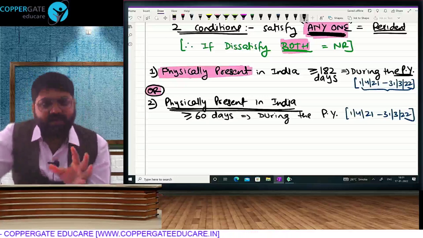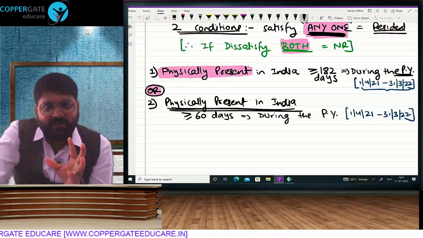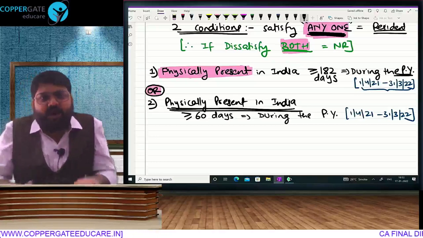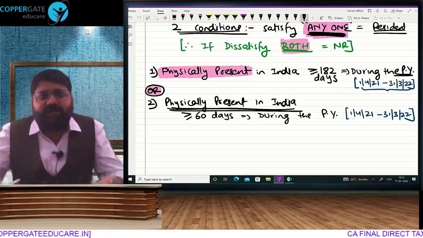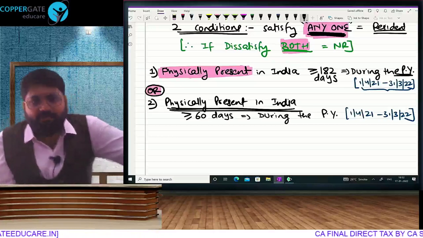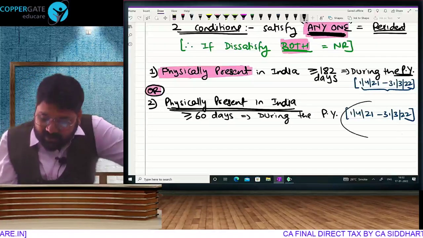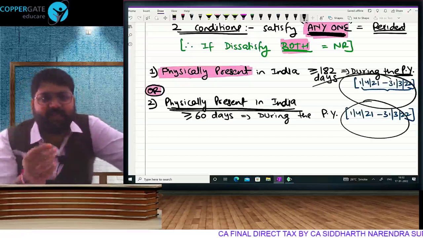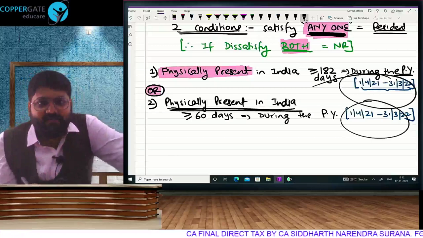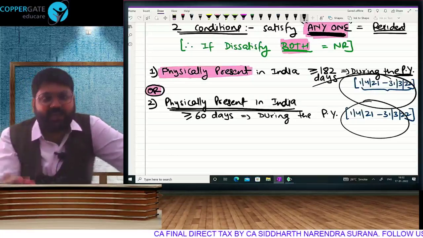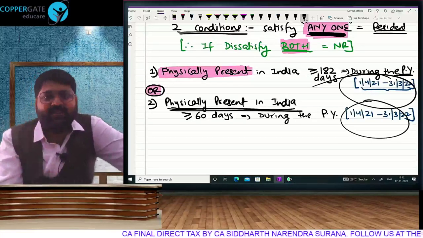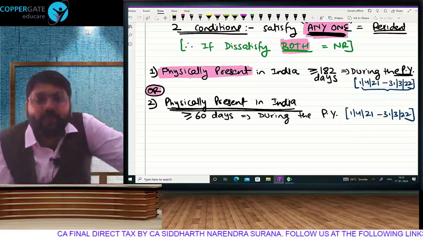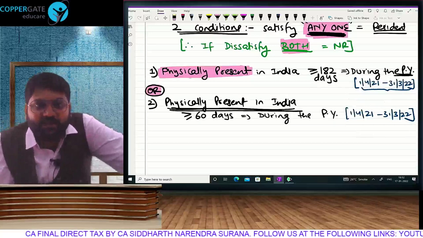But then, wait, for those who are making faces, say, Aman was shocked when I wrote this. Sir, what are you doing? Sir, first you said 182, now you are saying 60. If 60 will make me resident, then what is the relevance of 182? Because this 60 and this 182 is being checked in the same period. If it was a different period, then it would still have made sense. But you are checking the same period for 60 and for 182. If 60 will make me resident, then what is the importance of 182? Wait, this condition 2 is not over.